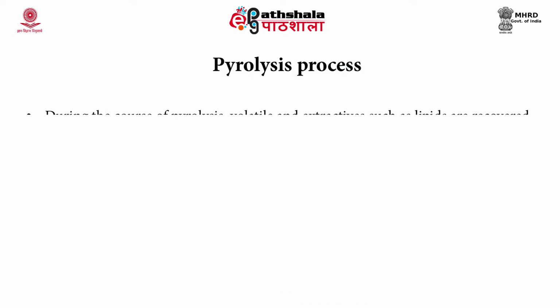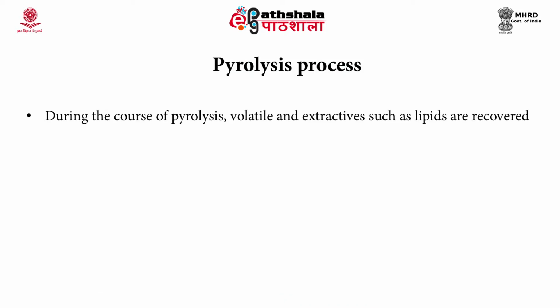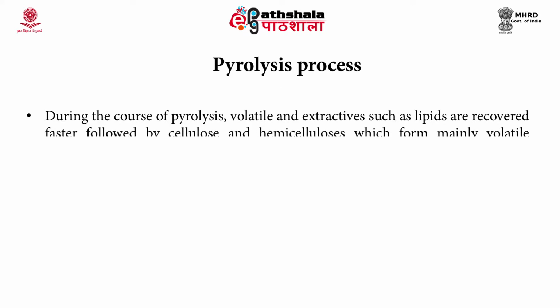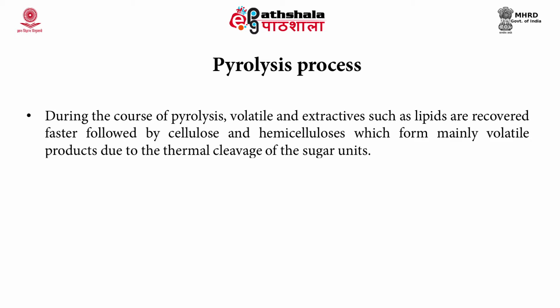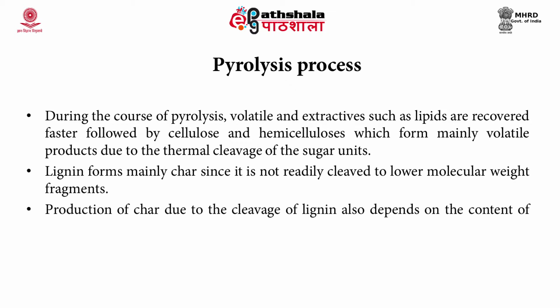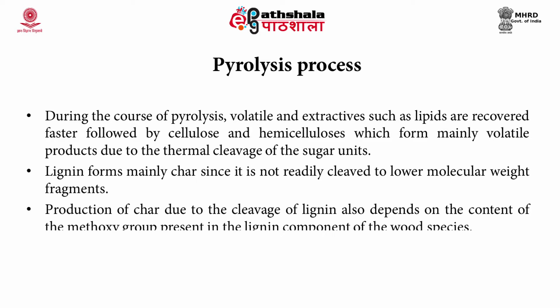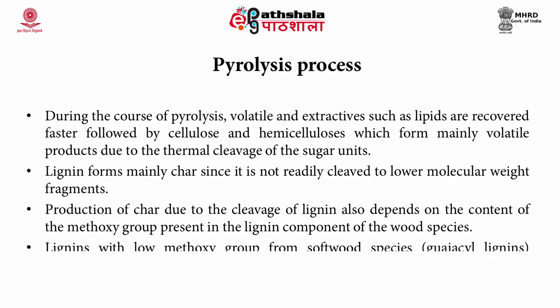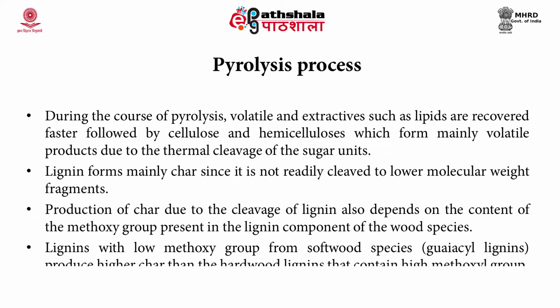During the course of pyrolysis, volatiles and extractives such as lipids are recovered faster, followed by cellulose and hemicellulose, which form mainly volatile products due to thermal cleavage of the sugar units. Lignin forms mainly char, since it is not readily cleaved to lower molecular weight fragments. Production of char due to cleavage of lignin also depends on the content of methoxy group present in the lignin component of the biomass. Lignins with low methoxy group from softwood species produce higher char than hardwood lignins.